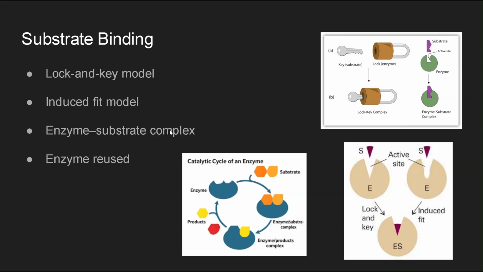There are two main models that explain how substrates bind to enzymes. In the lock and key model shown up here, the substrate fits perfectly into the enzyme's active site. In the induced fit model shown down here on the right, the enzyme slightly changes shape as the substrate binds, which will improve the reaction. In both cases, an enzyme-substrate complex forms, the reaction occurs, and the enzyme is released unchanged, so it can be reused in a different reaction.